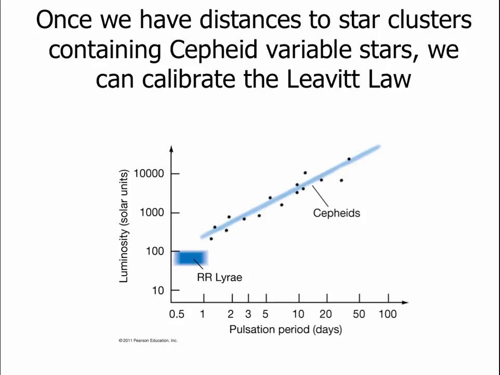Once we have star cluster distances, in some of these star clusters we will find Cepheid variable stars and RR Lyrae stars, and we can use those to calibrate the Leavitt law, because now we have Cepheids or RR Lyraes that we can see and measure their periods in star clusters that we know the distances to. And so, since we know the distances, we can calibrate the luminosities of these, which allows us to calibrate this Leavitt law diagram. And then when we go and look at more distant objects where we can see RR Lyraes and Cepheids but we can't see the main sequence, we can still use this method to get distances.